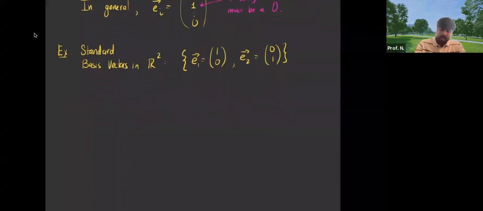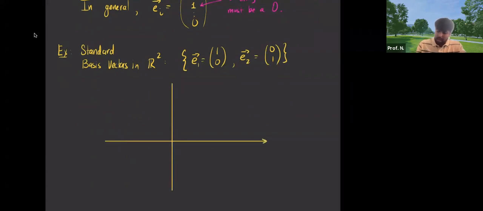Now, visually, what is that going to look like? And vectors, we usually draw them as arrows. This is 1, this is 1. So this one here would be E1. And this here would be E2.